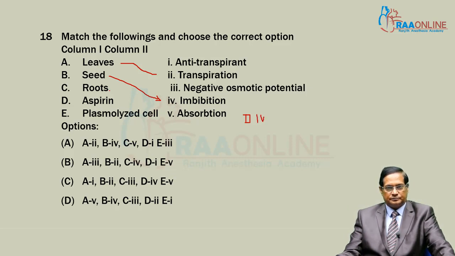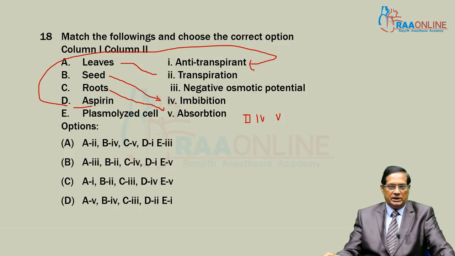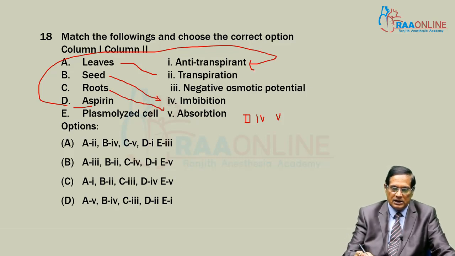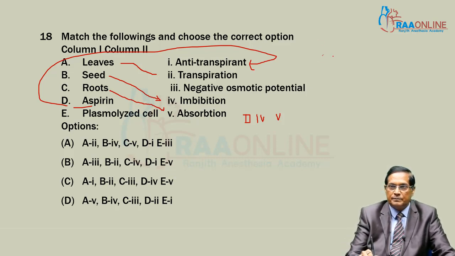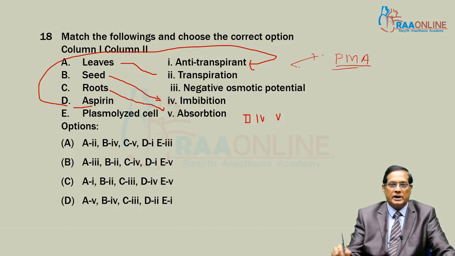Then roots. Roots are directly concerned with the absorption. So with C, fifth one. Aspirin is anti-transpirant. Aspirin, second Disprin, third phenyl mercuric acetate. These are all anti-transpirants.